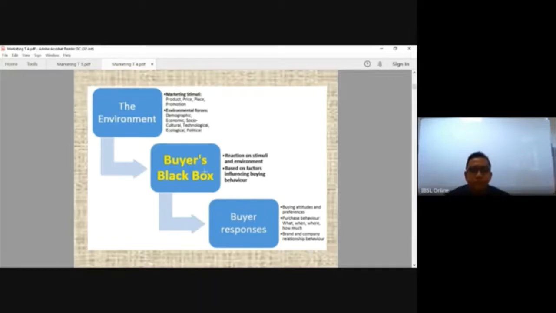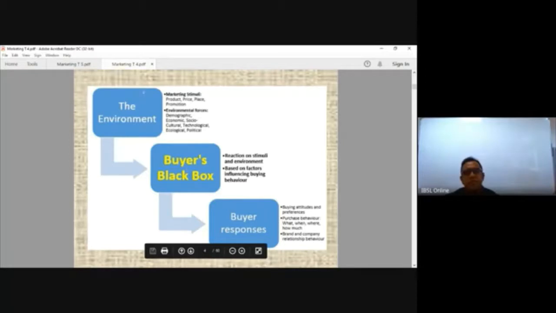So let's look at these three stages. Now, the environment is the market out there. Then the buyer's black box. Why do we call it the buyer's black box? That is because it is black. We don't know what is inside. And then the third stage is the buyer's response. So there are three levels that we need to discuss.